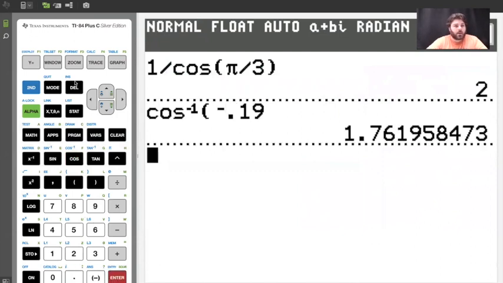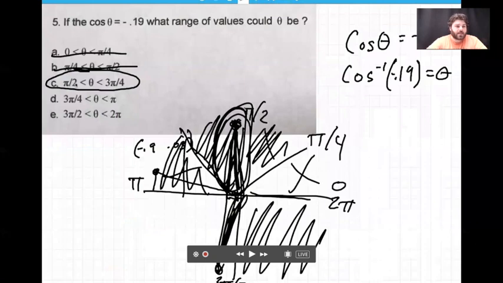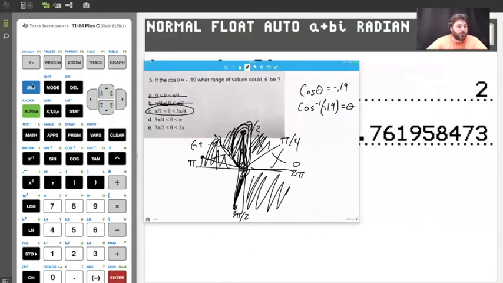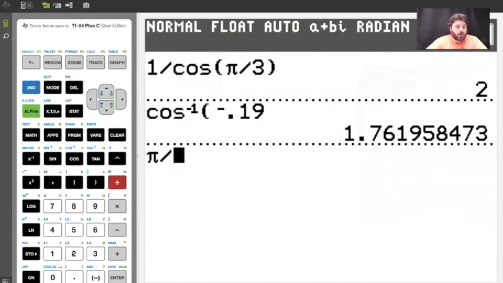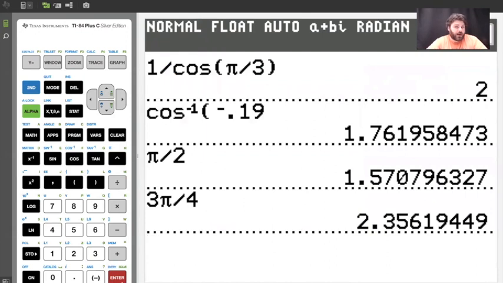Now, am I in radian mode? Yeah, 1.76 radians, okay? Now remember, usually we're used to pi's and stuff. So pi over 2 is what we're saying between pi over 2. So if I were to say pi over 2, that would be 1.5. So yeah, it's bigger than 1.5, but it's smaller than 3 pi over 4. So it's somewhere between 1.5 and 2.3 radians. And that's what we found out, that it should be 1.76.